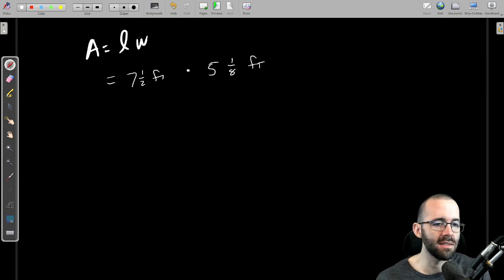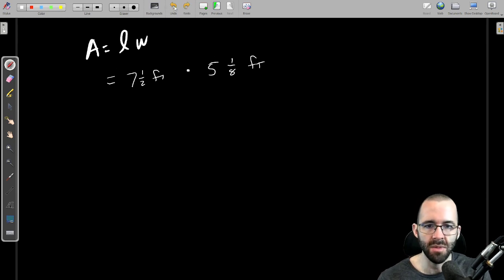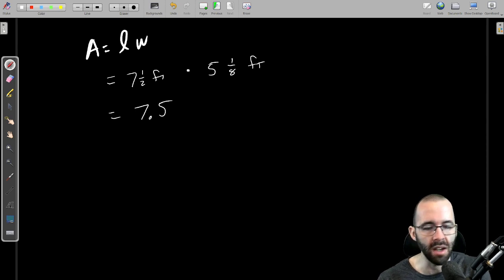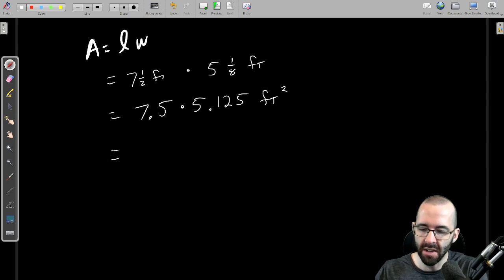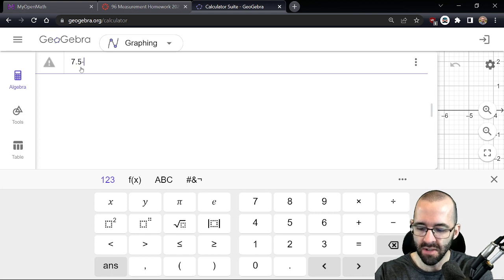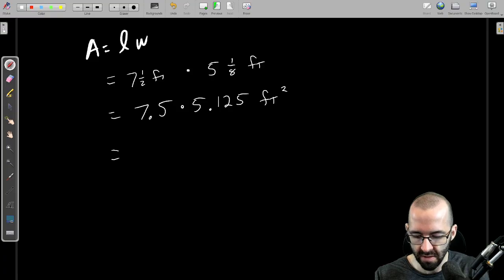You can't just multiply the whole numbers and then multiply the fractions. You have to convert them. You can convert them to a decimal or to an improper fraction. It's up to you, but you will have to do it some way. So we can keep 7.5 as 7.5, and 5 1/8 converts to 5.125. Again, our units are feet squared. Now we can multiply them with the calculator, which I have right here, the GeoGebra calculator. 7.5 times 5.125 is 38.4375.